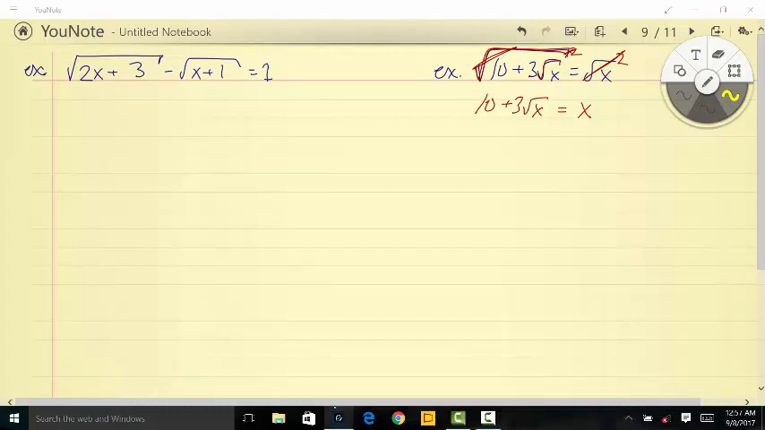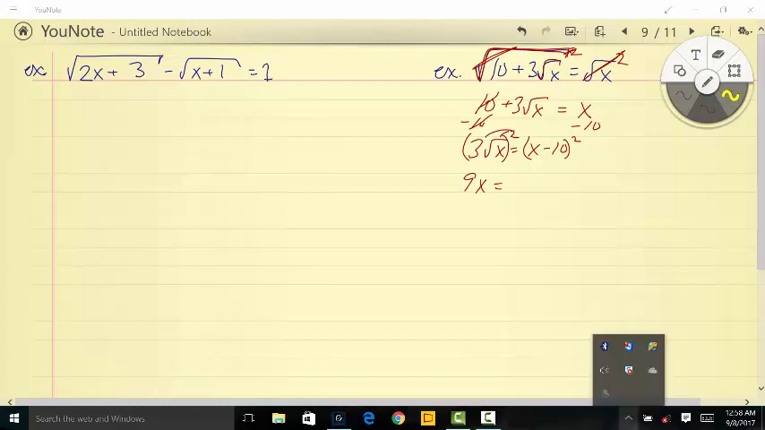And now we still have another radical. So we've got to go back to isolating the radical again. So we're going to minus the 10 over. We get 3 radical x is equal to x minus 10. Now we could technically divide by 3, but that's going to give us fractions. So rather than doing that, we're going to just go ahead and square both sides. 3 squared is 9. Square root of x squared is x, because the square and the square root are going to cancel.